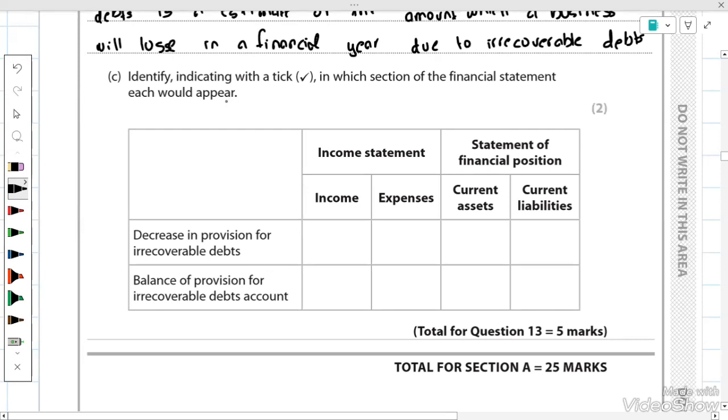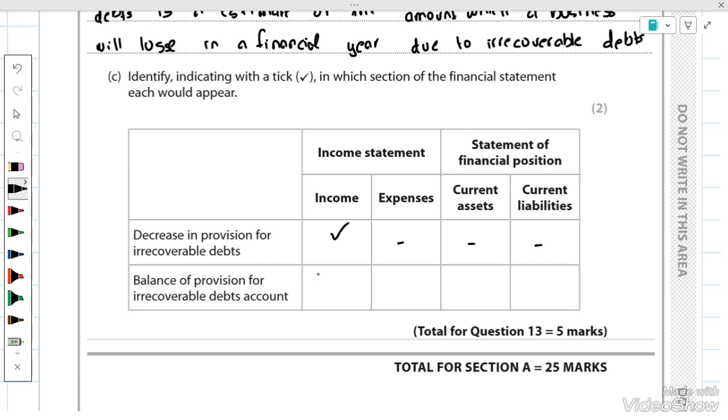Okay, so identify, indicating with a tick, in which section of the financial statements each would appear. Decrease in the provision for irrecoverable debts. Whenever our provision is decreasing, we always treat this as income, and if it is increasing, we treat it as an expense, and we don't record this in the statement of financial position. So it will only be recorded in the income statement, in the income section. There is nothing else recorded in these boxes.